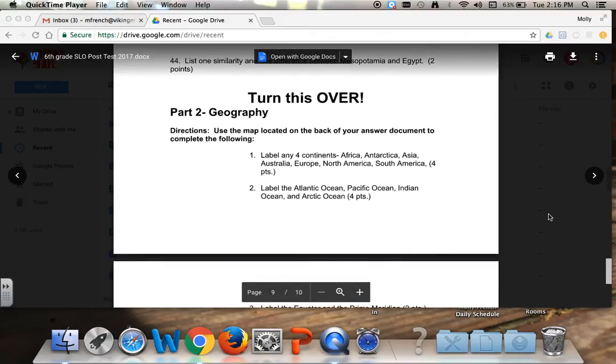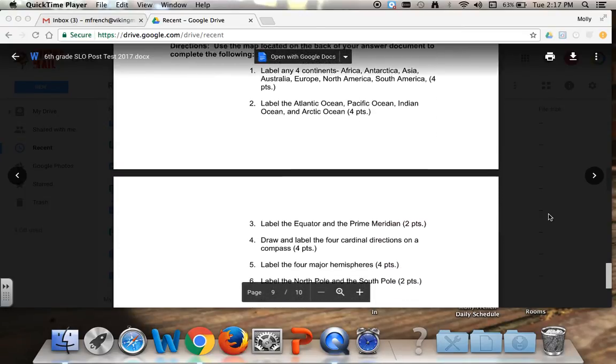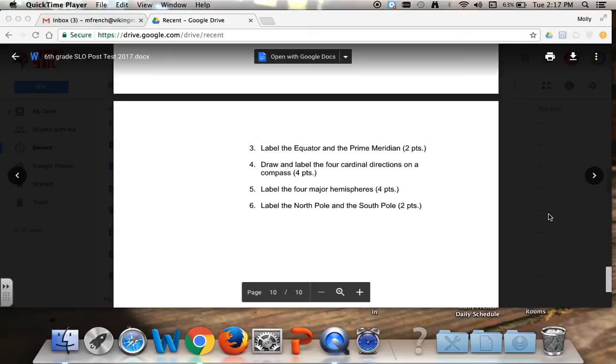Turn this over. Part 2, Geography. Directions. Use the map located on the back of your answer document to complete the following. Number 1. Label any 4 continents: Africa, Antarctica, Asia, Australia, Europe, North America, South America. Number 2. Label the Atlantic Ocean, Pacific Ocean, Indian Ocean, and the Arctic Ocean. Number 3. Label the equator and the prime meridian.